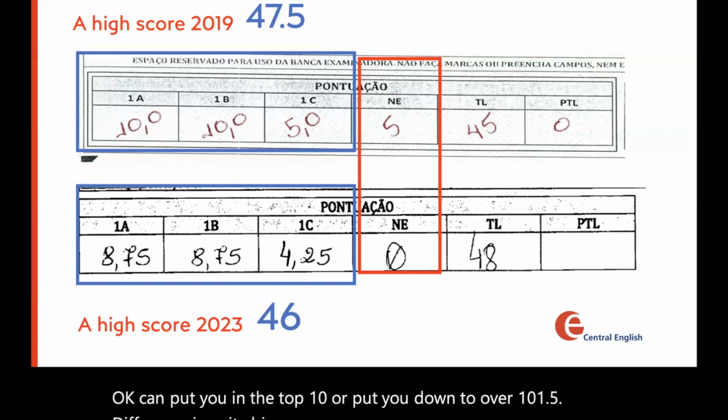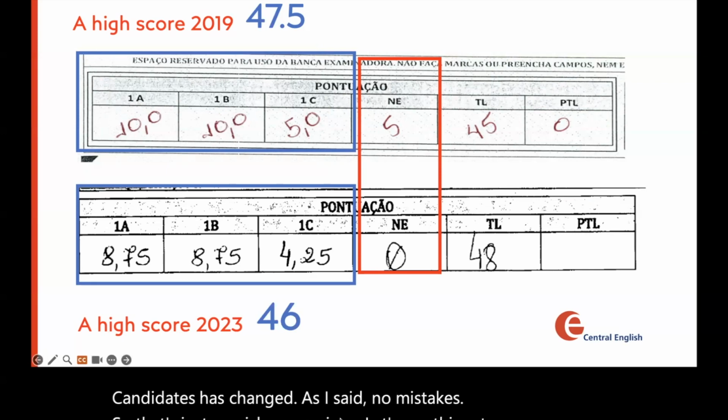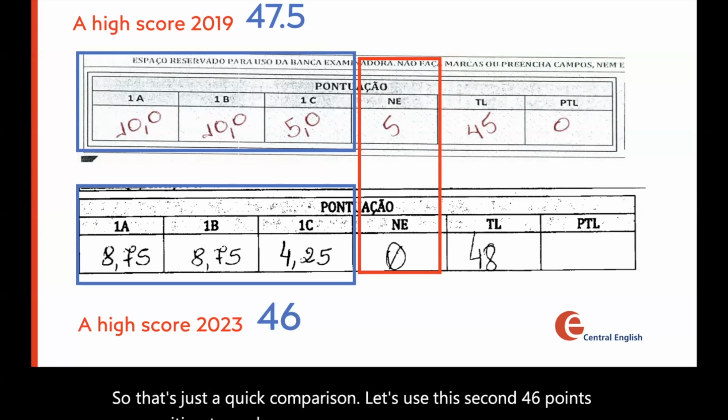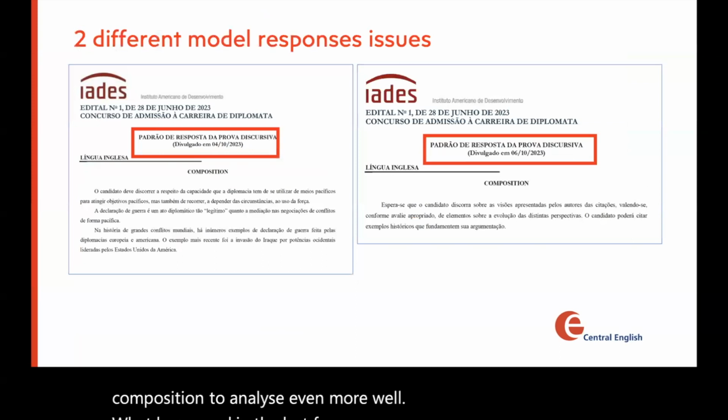All right, so we see that the criteria has changed, even though the performance of the candidates has changed, as I said, no mistakes. So that's just a quick comparison. Let's use this second 46 points composition to analyze even more. Well, what happened in the last few days of this concurso is the examiner decided to change the model response that he thought the candidate should have.